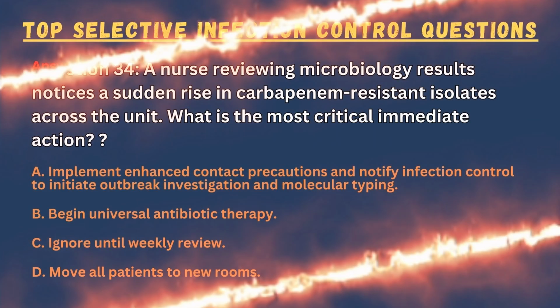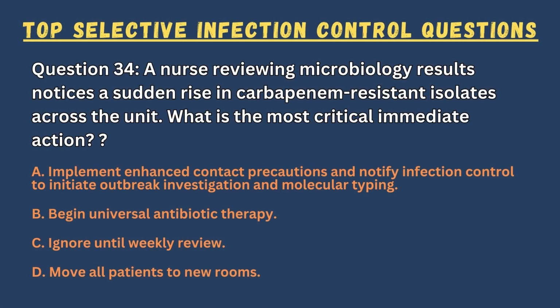Violates protocol. Question 34. A nurse reviewing microbiology results notices a sudden rise in carbapenem-resistant isolates across the unit. What is the most critical immediate action? A. Implement enhanced contact precautions and notify infection control to initiate outbreak investigation and molecular typing. B. Begin universal antibiotic therapy. C. Ignore until weekly review. D. Move all patients to new rooms.